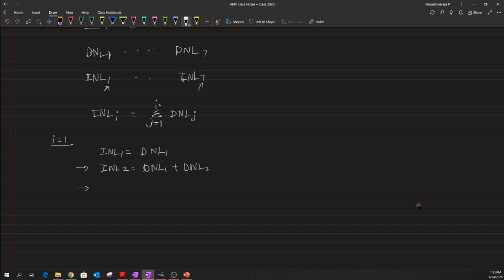So in the case where I randomly choose an INL of 4, then it has to sum up all the DNL values from 1 all the way till it reaches DNL of 4. So this is how we compute the INL of a particular index value. And the value of this I would basically range, as I said, from 1 all the way to 7, inclusive of 1 and 7.